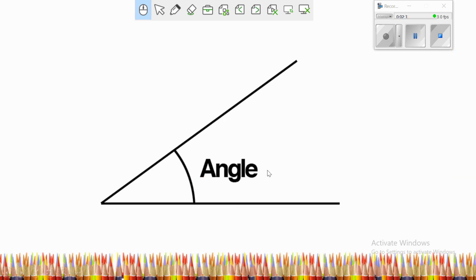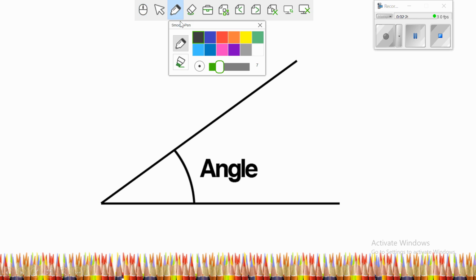As I told you, the angle is the area between two sides. So if I bring, for example, this highlighter, the angle is all the area between two sides. All of this is the angle.